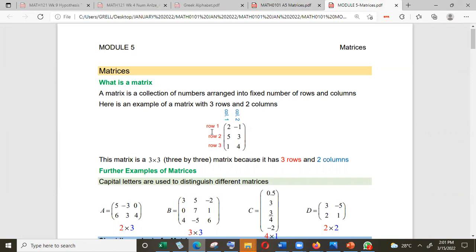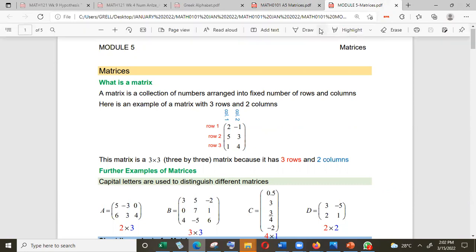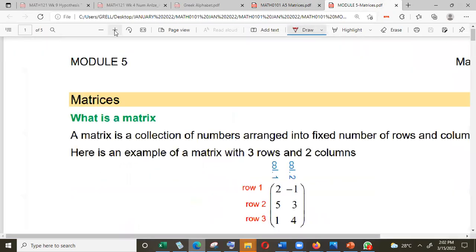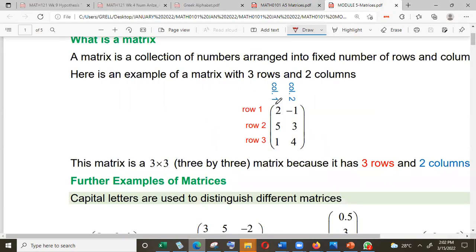So a matrix has rows and columns. The rows are lined up horizontally, the columns are standing up vertically. Here's an example of a matrix with 3 rows, 1, 2, 3 rows. So you have to go across to get the rows. Okay, bear that in mind. This is an example of a matrix with 3 rows.